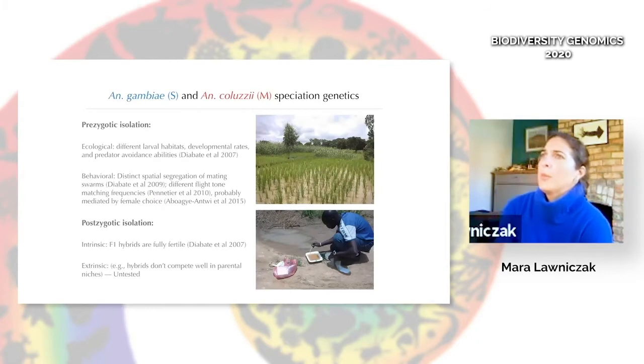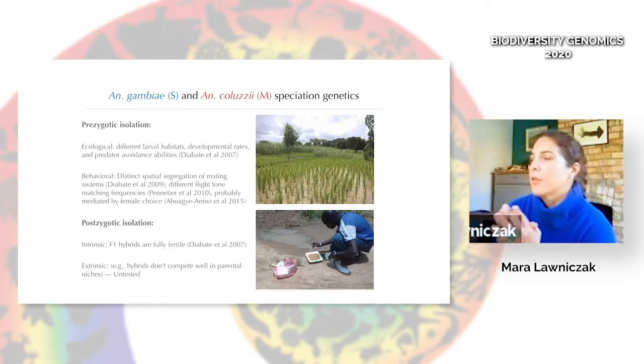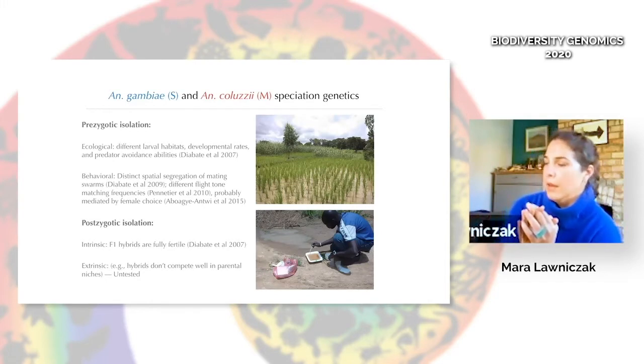Now, what do we know about Gambiae and Coluzzii speciation and reproductive isolation? Well, when people are studying speciation, they try to classify whether there is evidence of prezygotic or postzygotic isolation. So does something go wrong during mating or before fertilization, or is something wrong in the hybrid.